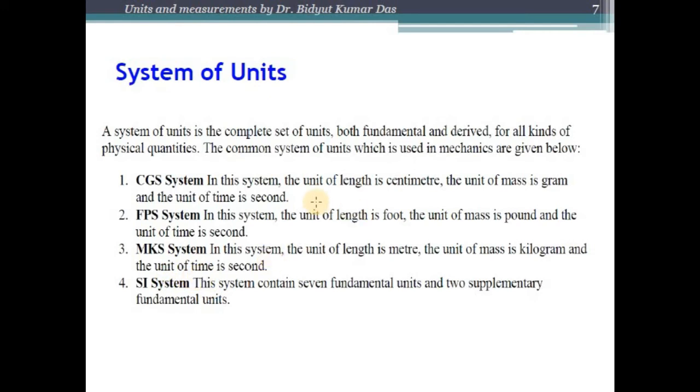Therefore, in physics, all physical quantities are expressed in terms of a numerical value and a unit. For example, suppose the length is expressed as 1 meter, 2 meters, 3 meters, where 1, 2, 3 are numerical values, whereas meter is the SI unit of length. Similarly, time is expressed as 1 second, 2 seconds, or 1 hour, 2 hours, where 1, 2, 3 are the numerical values, and second and hour are units.